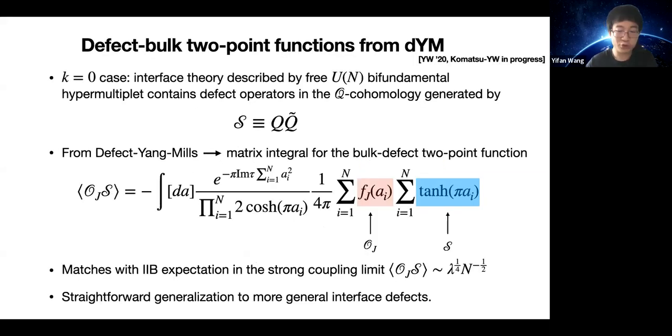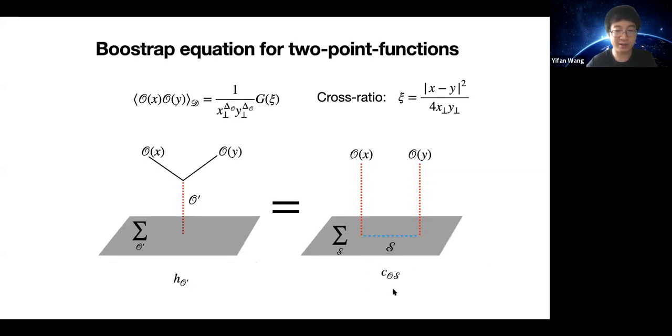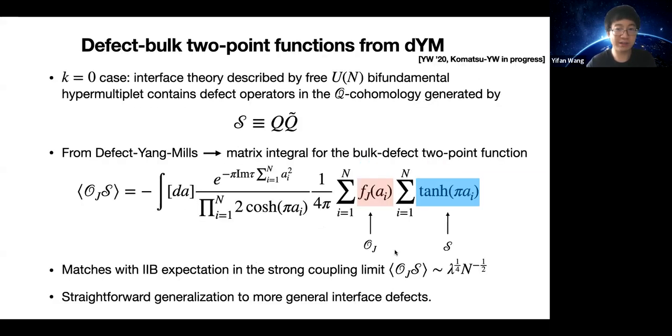So just to be a little more explicit about how to extract these structure constants, and this is largely work in progress. Some preliminary results were presented in this earlier paper, but largely work in progress. In the case of K equals 0, the interface theory is particularly simple, it's described by a free hypermultiplet that lives on the equator of the N=4 super-Yang-Mills theory.